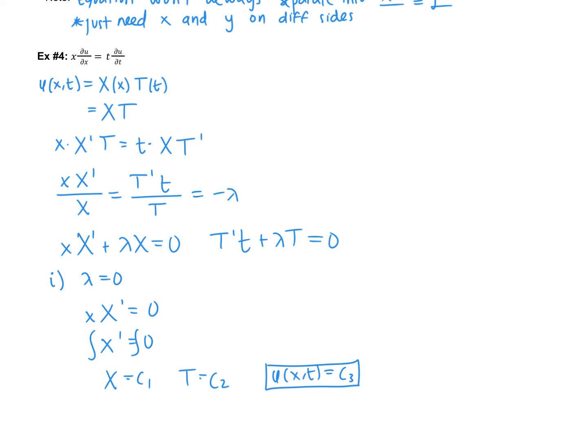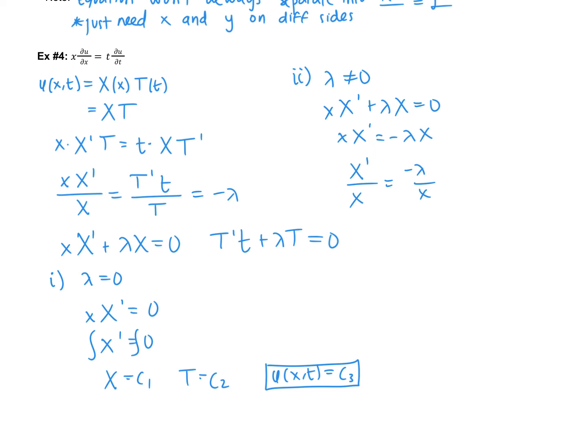Now, the other case is if lambda does not equal 0. We don't need to split this into two different cases, and you'll see as I'm going through solving. If lambda does not equal 0, then I have little x, big X prime, add lambda times X is equal to 0. So I'm trying to get the big X's together, so I have little x, big X prime is equal to negative lambda X. So this gives me big X prime over big X is equal to negative lambda over x.